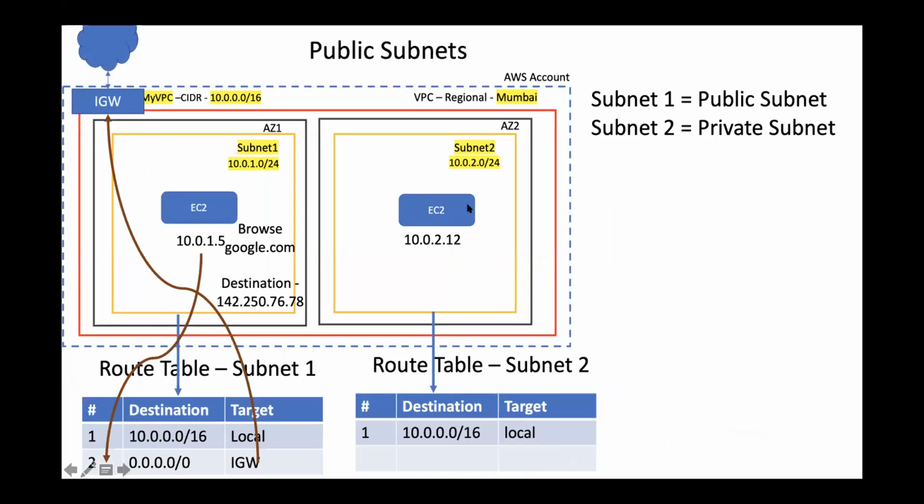10.0.2.0/24, right? So it has just picked up 10.0.2.12 and assigned it to this EC2 instance. So now what is this IP address? This is a private IP address within the VPC. That's the private IP address.